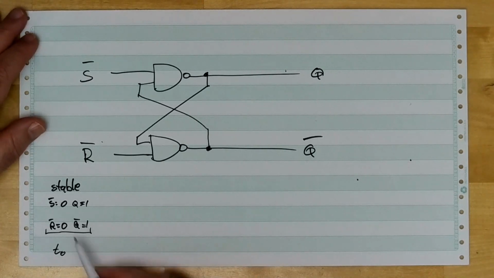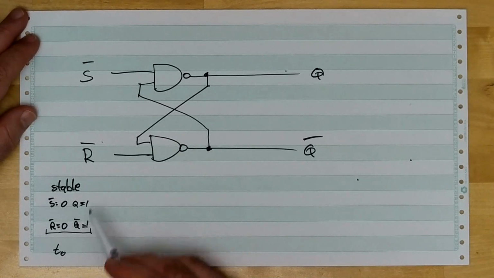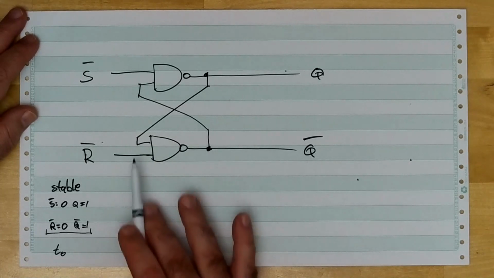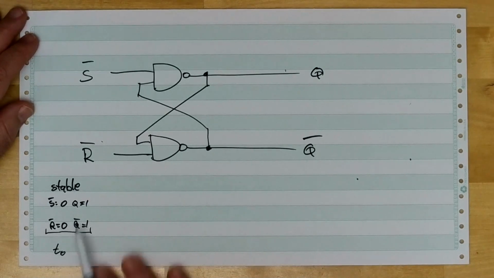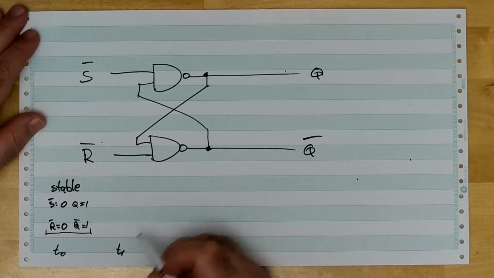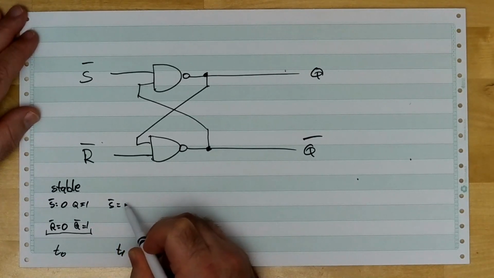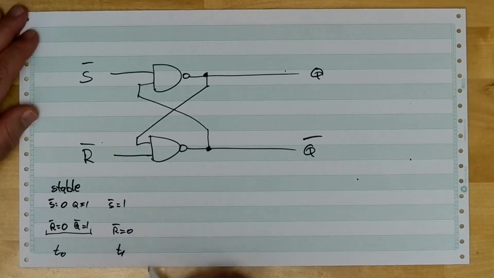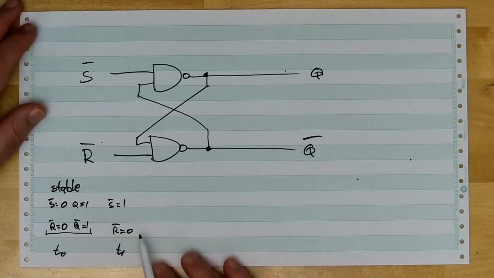Sorry about that. All right, so at time t0, as long as S bar is 0 and R bar is 0, we know that either Q is 1 and Q bar is 1, or they become 1 in short order as a result of these inputs, okay? So let's say now at time t1, S bar becomes a 1, let's say. R bar stays as 0. Let's only change one thing at a time to make our lives sane and easy to understand.